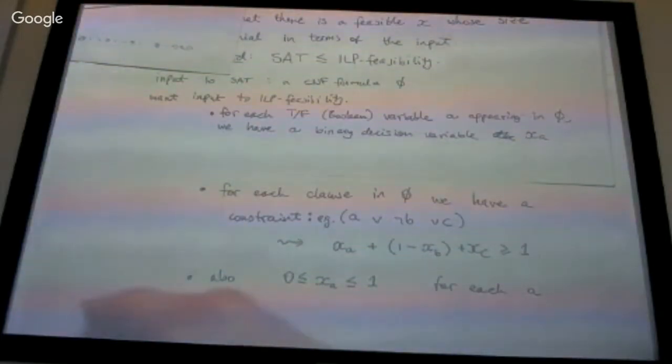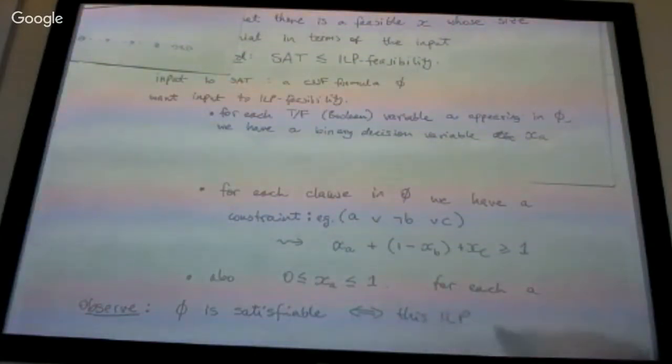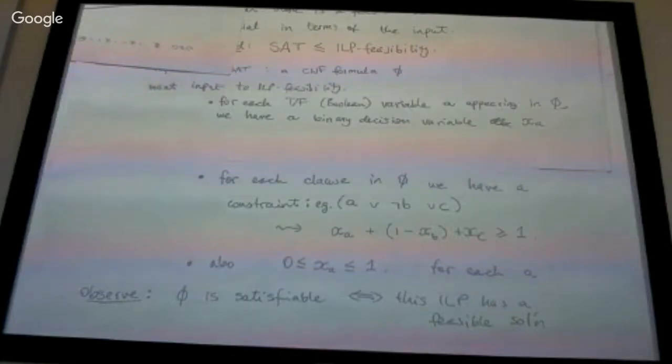Now observe that phi is satisfiable if and only if this phi over P has a feasible solution. Is it clear? Not at all.